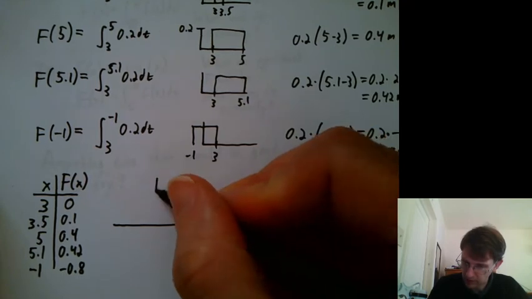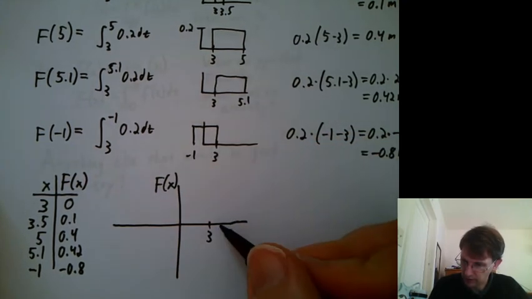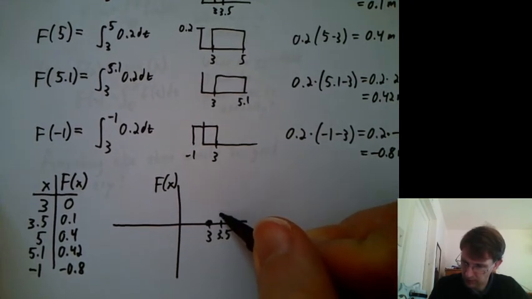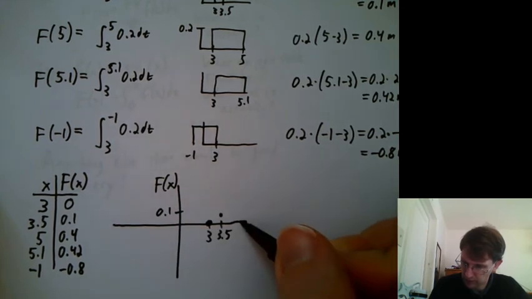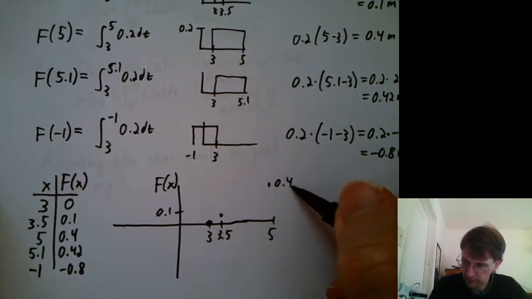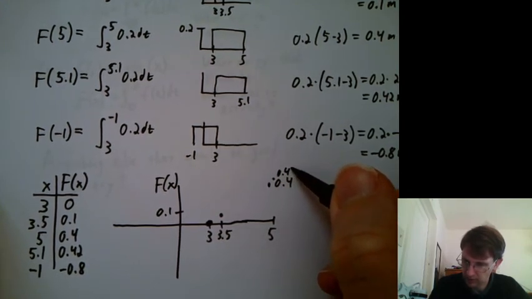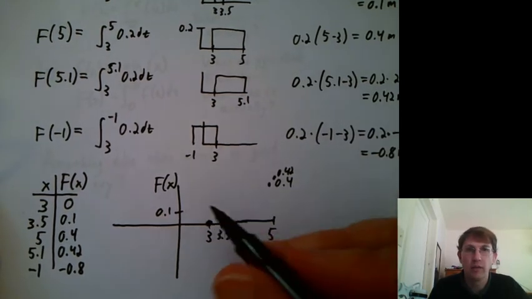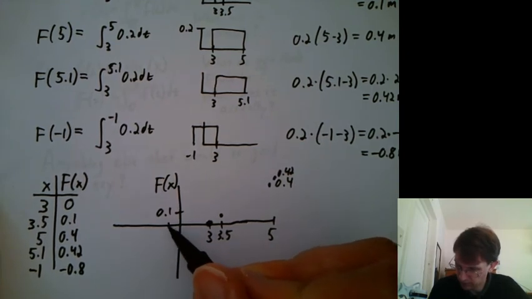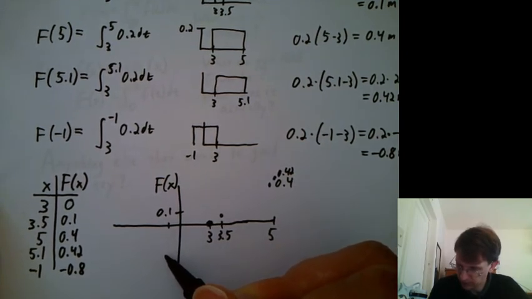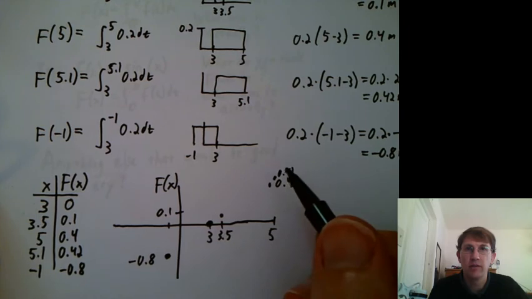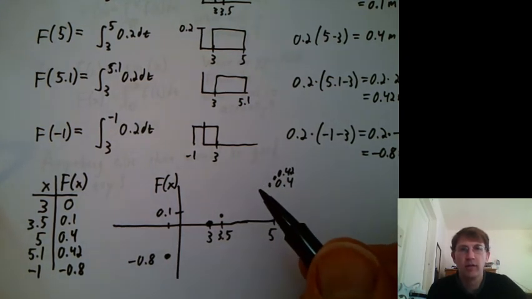At 3, so here we have capital F of x. We had 0. At 3.5, we had 0.1. Say that's 0.1. Out here at 5, we had 0.4. And then we had 0.42 at 5.1. And then where does the -1 fall? It would be over here at -0.8. Something like that. And what shape do you see there? Well, maybe you don't trust my by hand drawing. Let's go do it in Desmos.